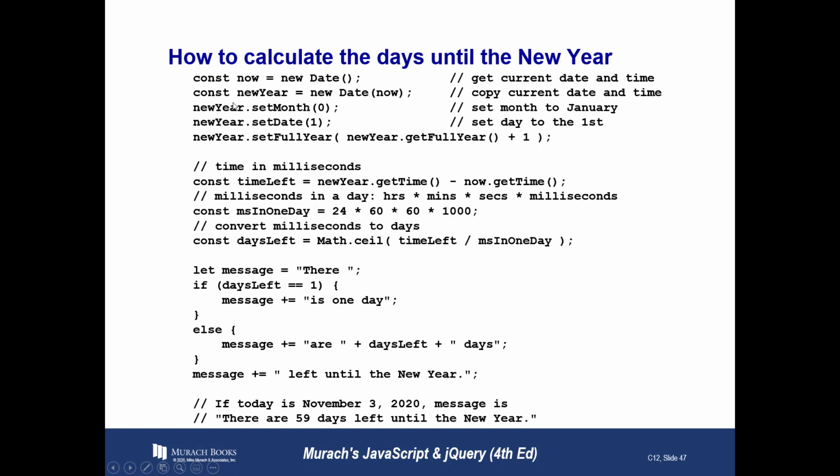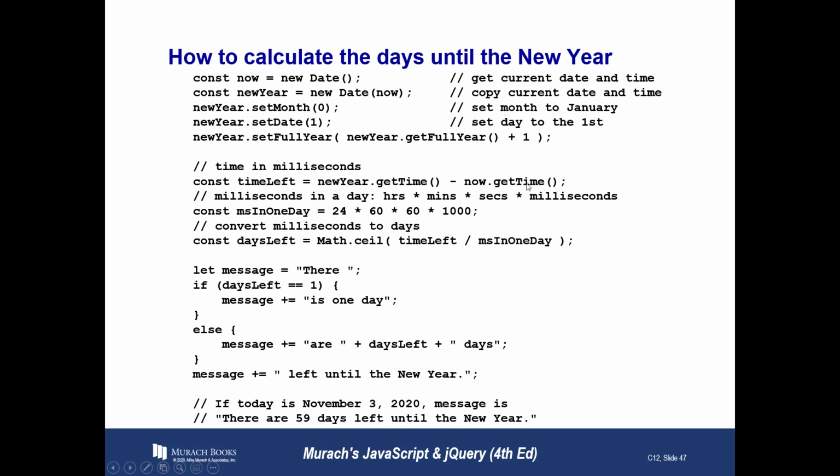So we're just making new year, and we're going to then set it to 0 for January, 1 for the 1st, and whatever the next year will be. Now there's a lot of stuff that goes into this. So this is the time in milliseconds. Notice what we have here: newYear.getTime minus now.getTime. So this will literally be 12 midnight on New Year's minus the current.